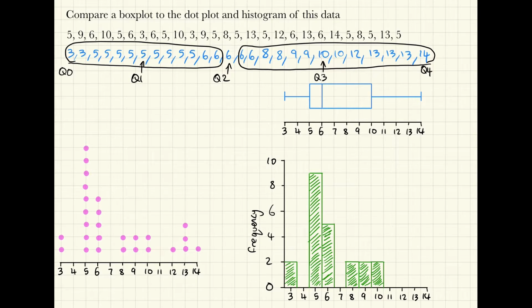Now 11 didn't occur at all. 12 occurred once. So let's draw a bar of size 1. Fill that in. And 13 occurred 3 times, and 14 occurred once. So let's go ahead and finish that off. So 13 occurred 3 times.